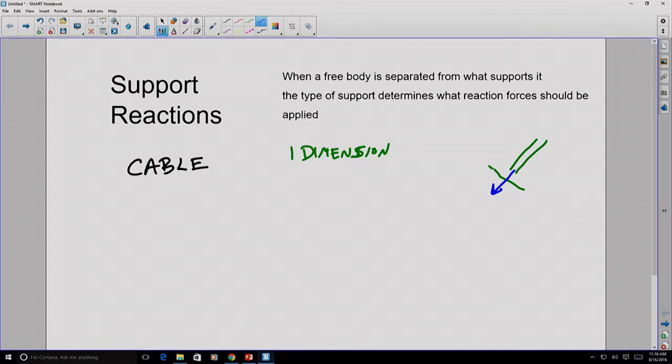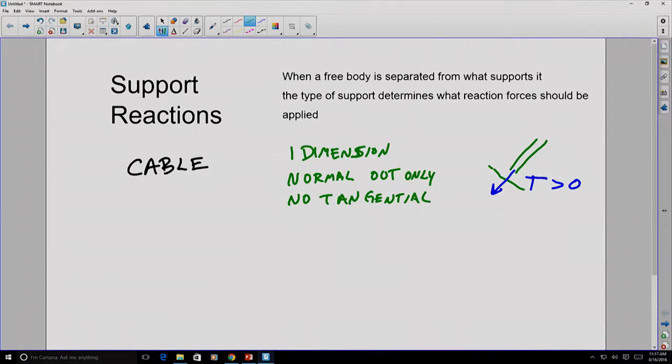That dimension is normal, in other words, perpendicular to the cut across the cable, but it is only in a direction that's out away from the body. In other words, it can only act in what we call tension, and that value has to be greater than zero. And there is no tangential component. You can think about this as if you take a string, you can pull on the string and it will resist, but if you try to move the string up and down, it doesn't resist, and if you try to push on the string, it doesn't resist either.